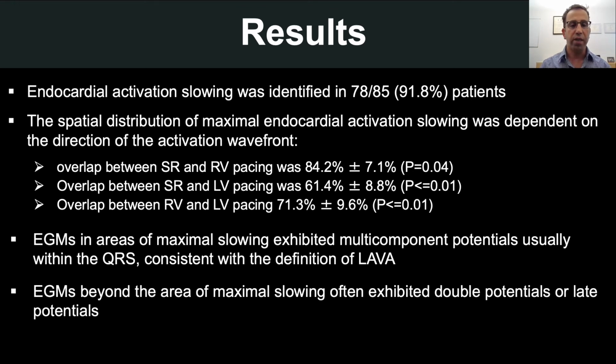The overlap in the area of maximal activation slowing between sinus rhythm and RV pacing was 84%. Between sinus rhythm and LV pacing it was only 61%, and between RV and LV pacing it was 71%. EGMs in the area of maximal slowing often exhibited multi-component potentials, usually within the QRS, consistent with the definition of LAVA. However, EGMs beyond the area of maximal slowing often exhibited double potentials and late potentials.